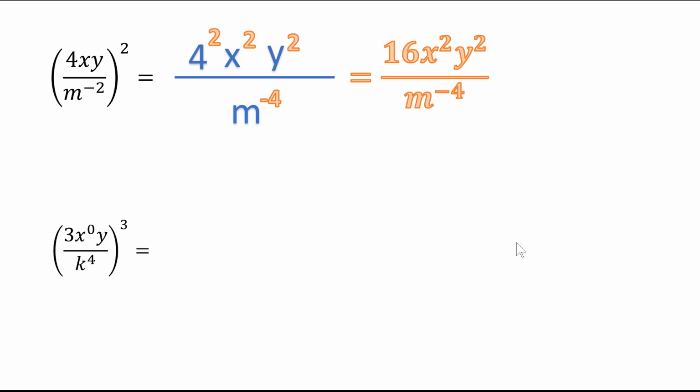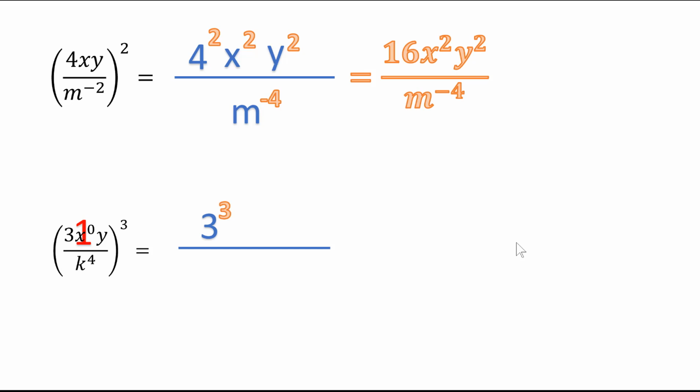So that 3rd power has to be distributed to all the exponents in the parentheses. First of all, x to the 0 is 1, so we can just go ahead and change it to a 1. So we'd have 3 times 1 times y, which is just 3y. So that 1 doesn't even need to be there, because when you multiply something by 1, it doesn't change anything.